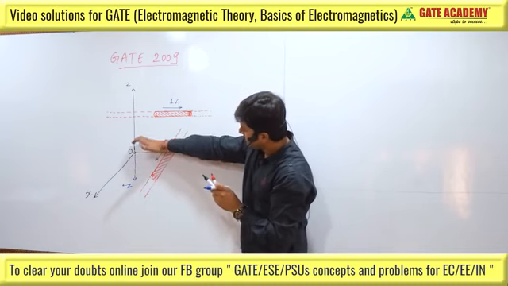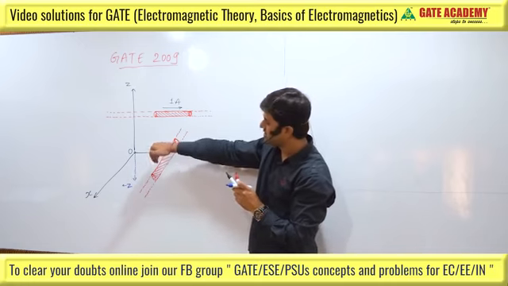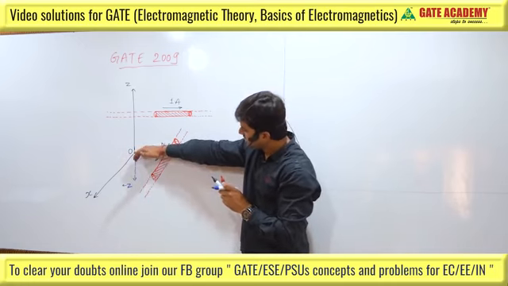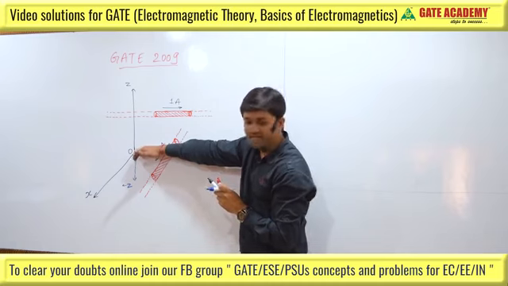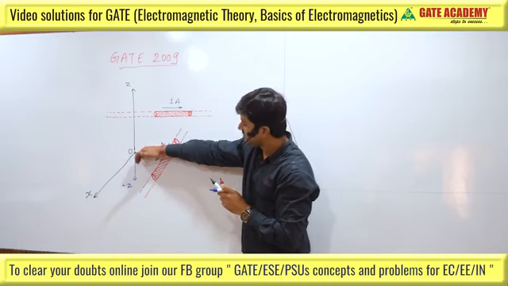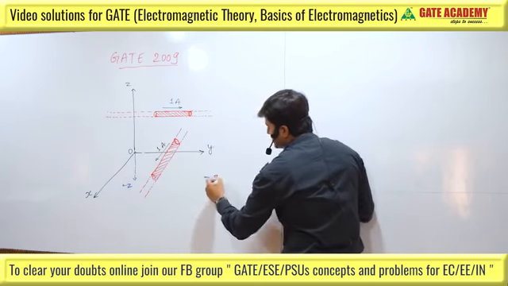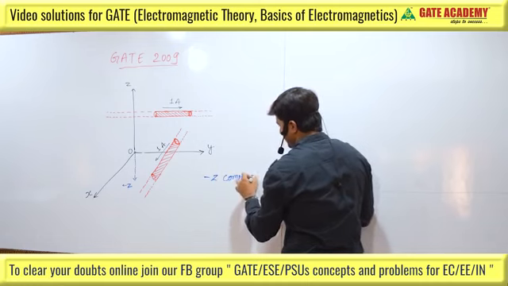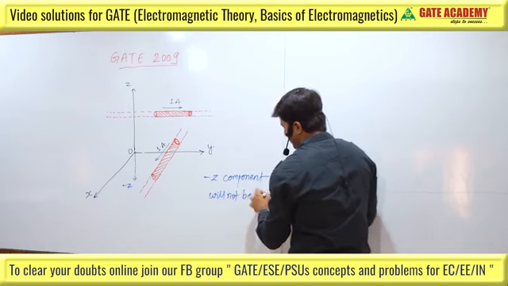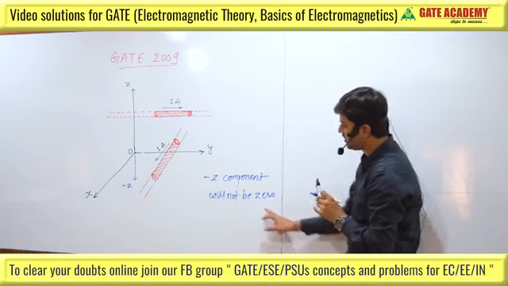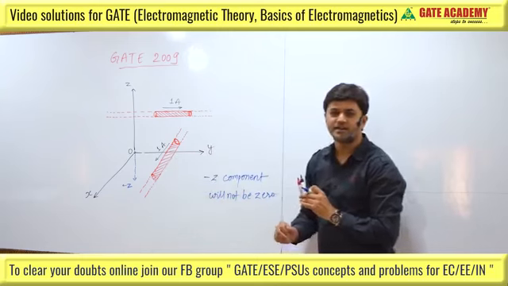So when I curl my finger according to the direction of current, the positive X axis, at the origin it is pointing in the negative Z direction, or downward. So the minus Z component will exist. The minus Z component will not be 0 at the origin due to the current carrying conductor which is carrying a current of 1 ampere.